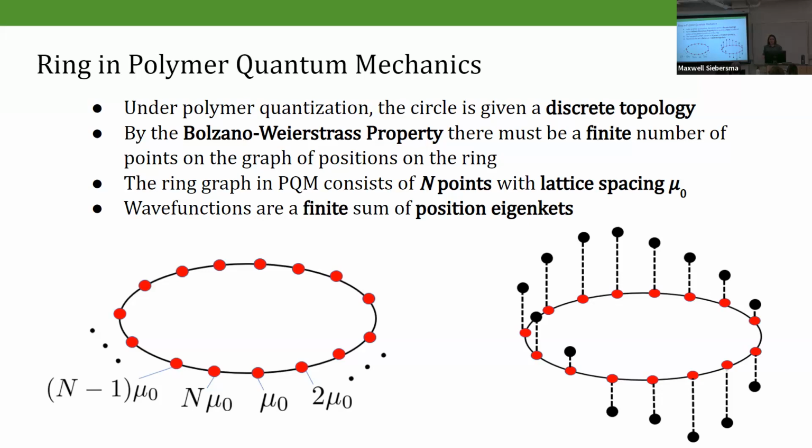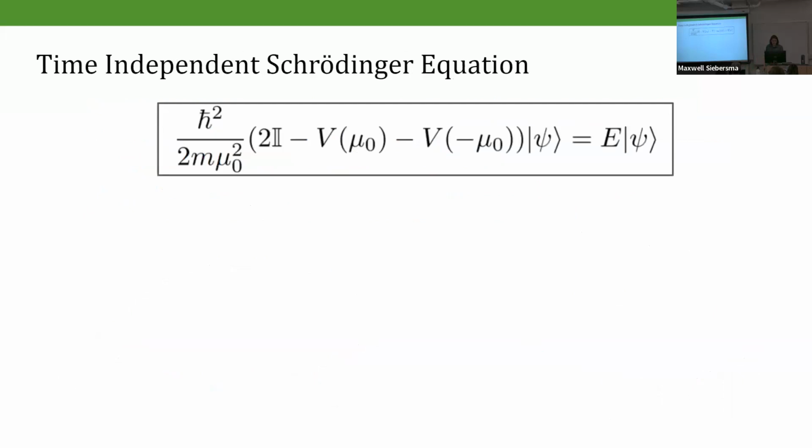So when we build our graph on the ring, we don't just have this new parameter mu naught, but also a number of points n that describes our system. So you have a finite number of allowed points on the ring. And so our wave functions can be expressed as finite sums of position eigenkets.